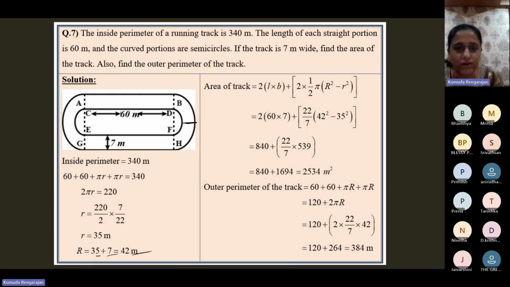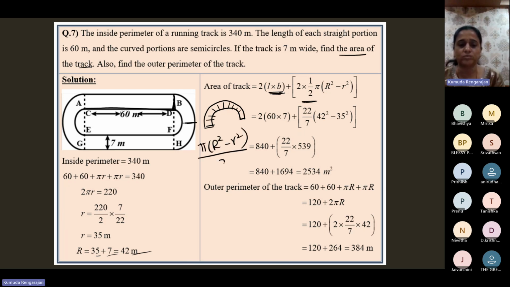Next, we have to find the area of the track. Area of the track is the area of the two rectangles, L into B into 2. L is 60, breadth is 7, into 2, because two rectangles. And here, the area of a portion like this is pi R square minus r square, divided by 2, because this is half of the full ring, right?